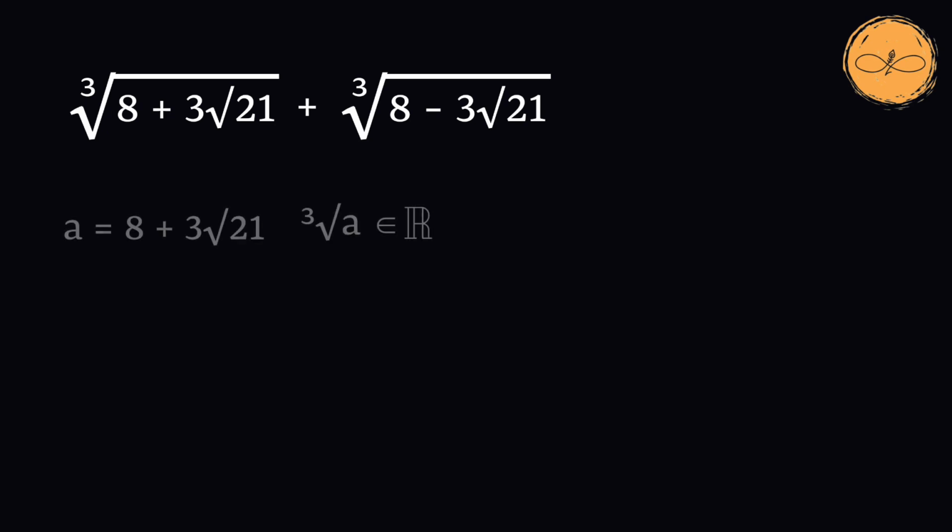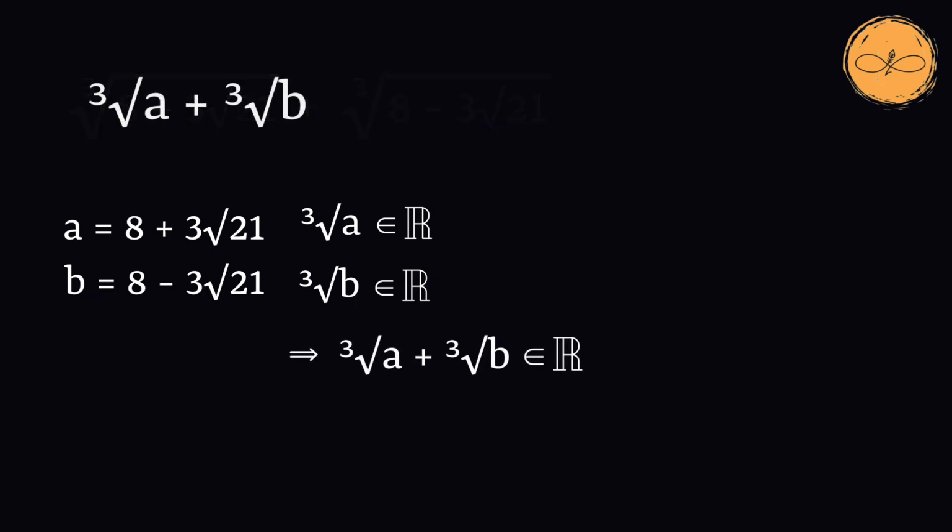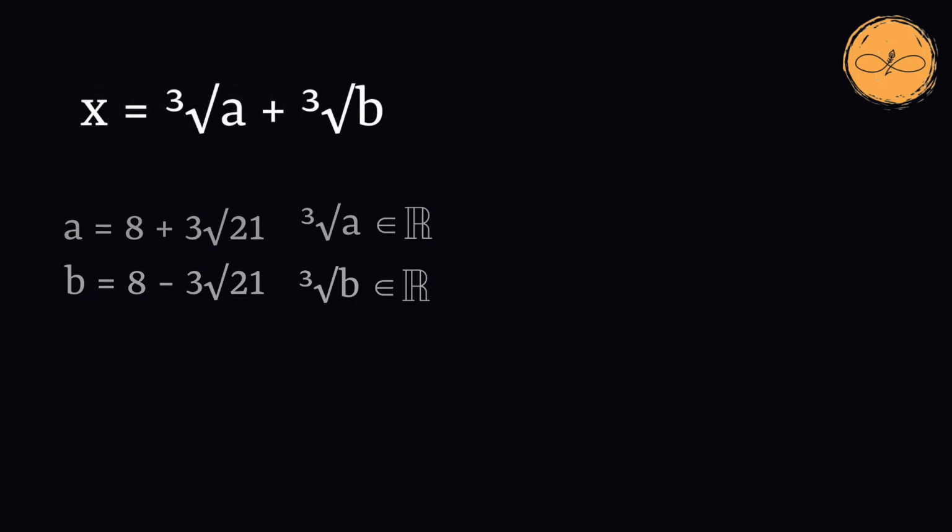We will first write a as the number that's under the first cube root, and then b will be the number under the second cube root. Notice that the cube root of a is a real number, and the cube root of b is a real number too, so their sum will also be a real number, so in the end we are looking for a real number. Now we'll set this entire expression, which is the cube root of a plus the cube root of b, equal to x.